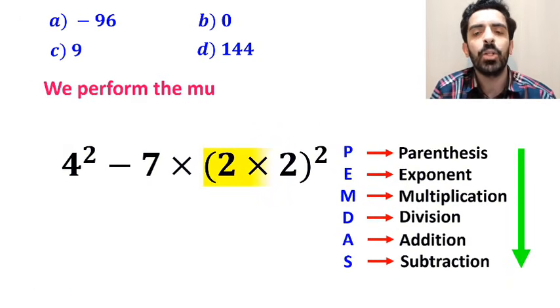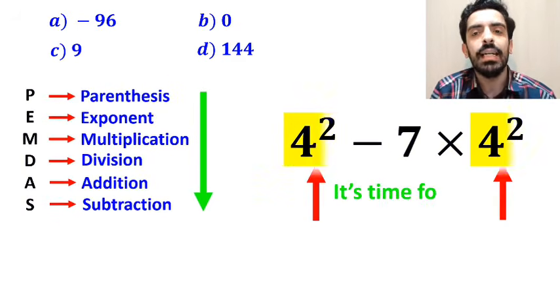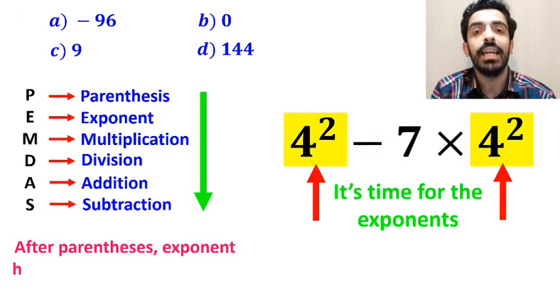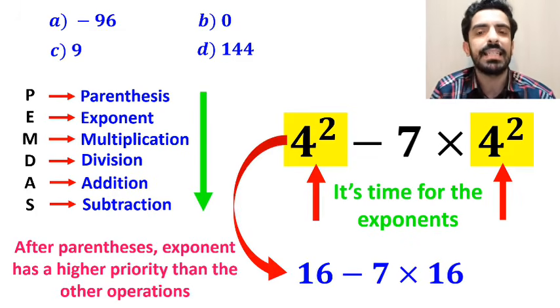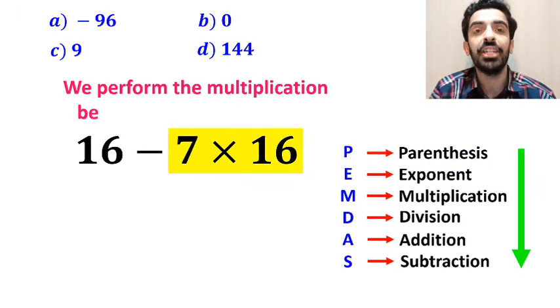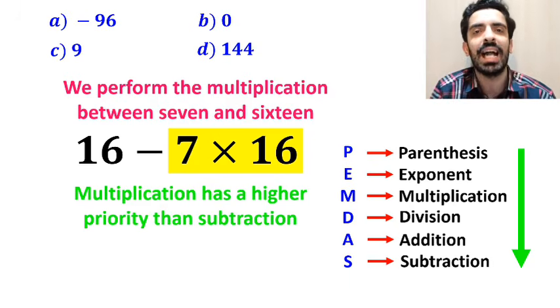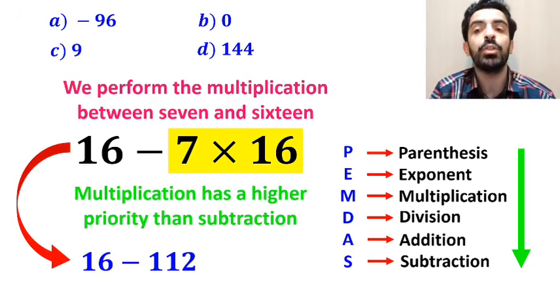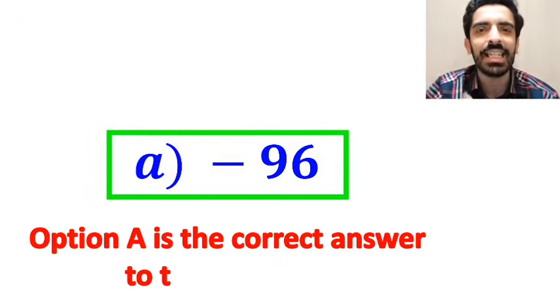In the next step, we perform the multiplication between 2 and 2 and this expression simplifies to 4 squared minus 7 multiplied by 4 squared. Now it's time for the exponents because after parentheses, exponent has a higher priority than the other operations. So we write this expression as 16 minus 7 multiplied by 16. In the final step, we perform the multiplication between 7 and 16 because multiplication has a higher priority than subtraction. So this expression simplifies to 16 minus 112, which finally gives us the answer negative 96. That's great. Option A is the correct answer to this question.